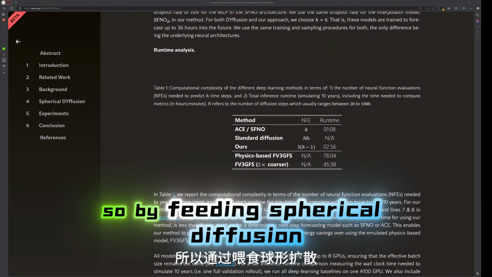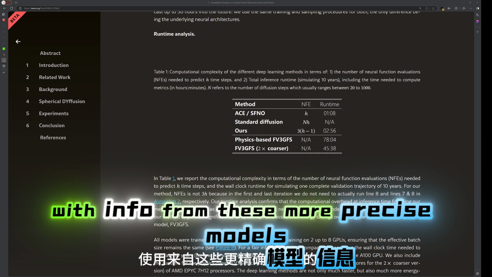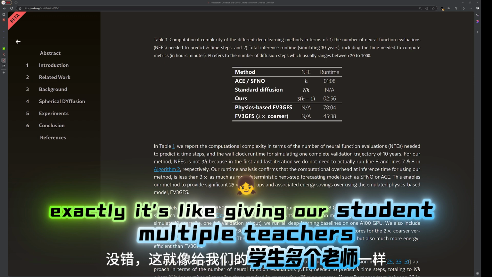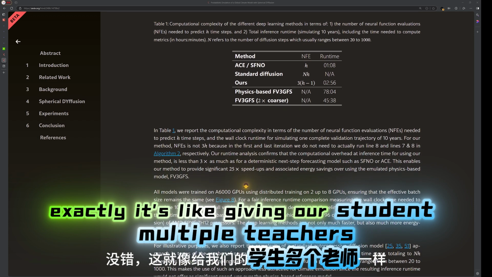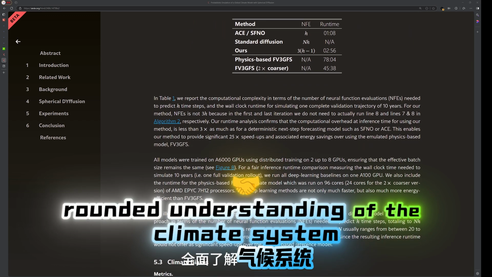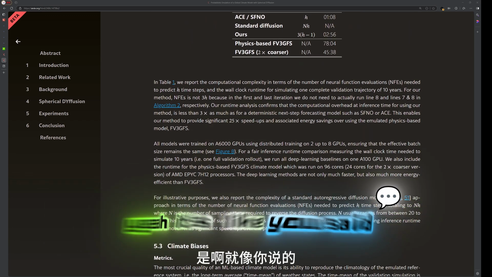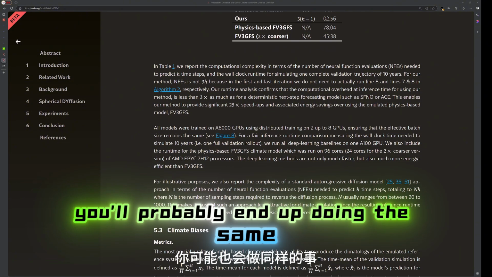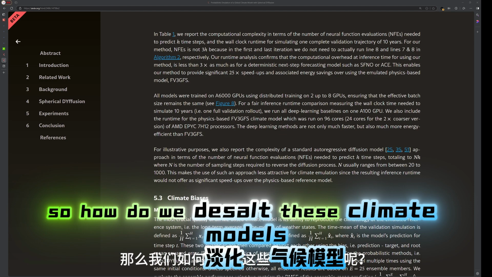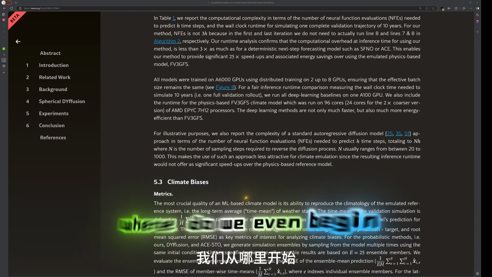So by feeding spherical DYffusion with info from these more precise models, we could potentially mitigate those biases. Exactly. It's like giving our student multiple teachers, each with unique expertise, for a more well-rounded understanding of the climate system. Yeah, it's like you said, if your cooking teacher always oversalts, you'll probably end up doing the same. We need to fix those base model issues. So how do we desalt these climate models? Where do we even begin?